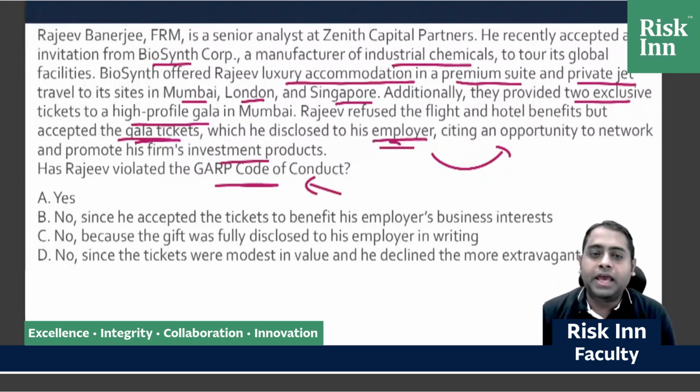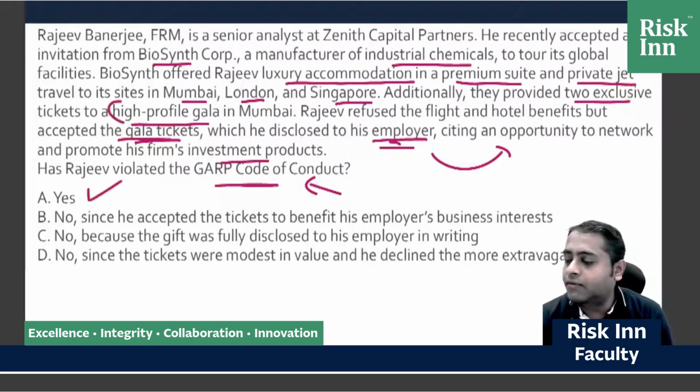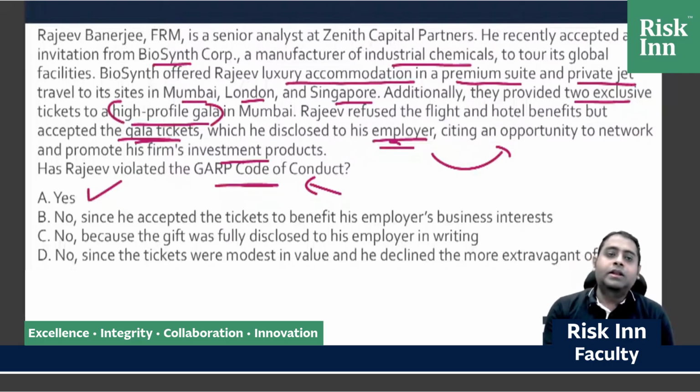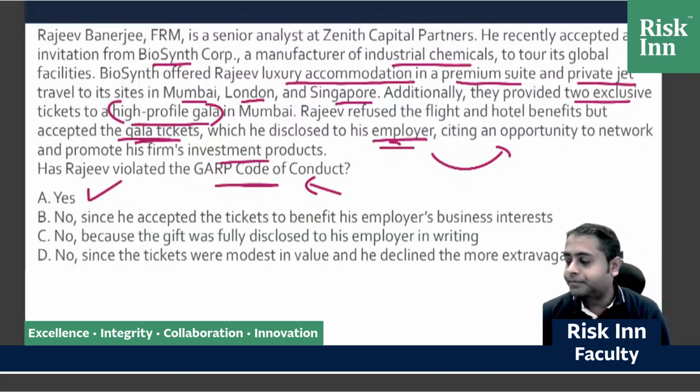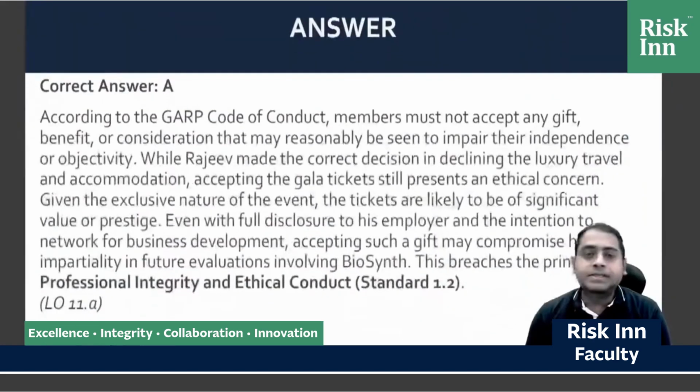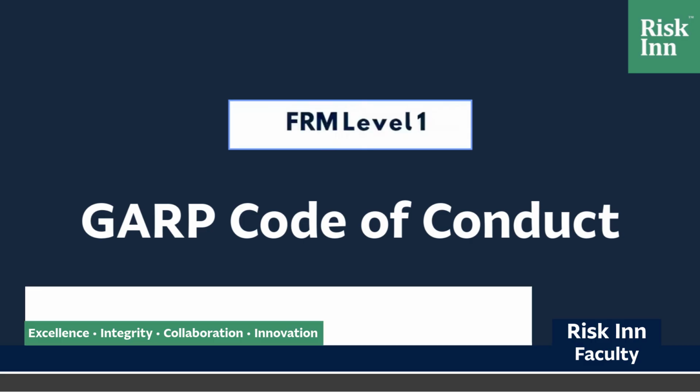A lot of people are saying A. Yes, it's a breach. Why? The primary reason is that it's a high-profile gala, so one dinner ticket would be like 50,000, 70,000. Okay, so it's a high-profile ticket, and that is what he's getting. So he might be influenced and he might not write something bad about that particular company. Answer is A.